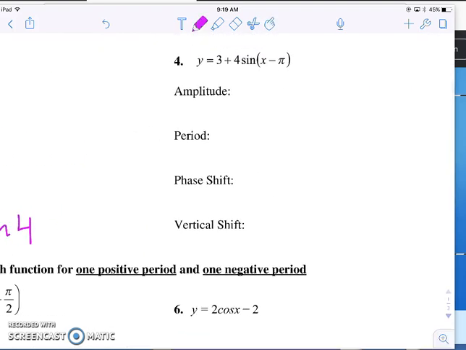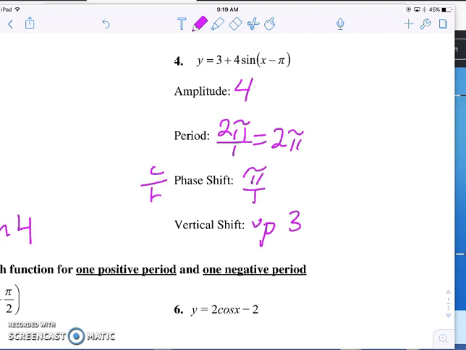And this last one here, so our amplitude is 4. I'm going to do vertical shift would be up 3. Period, 2 pi over 1, which is 2 pi. And then we have, let's see, pi over 1, that's c over b value, which would be pi, and we would be moving to the right.